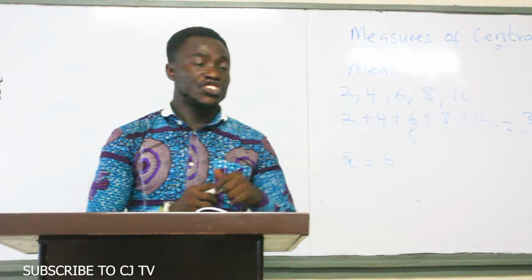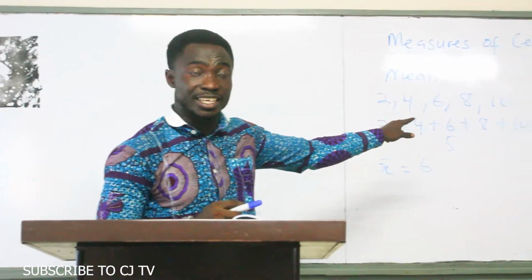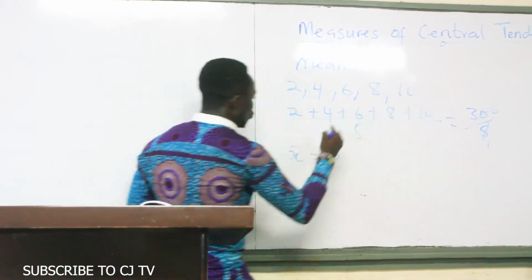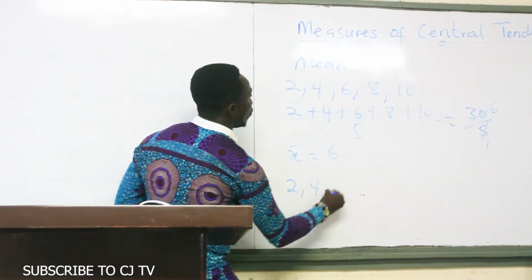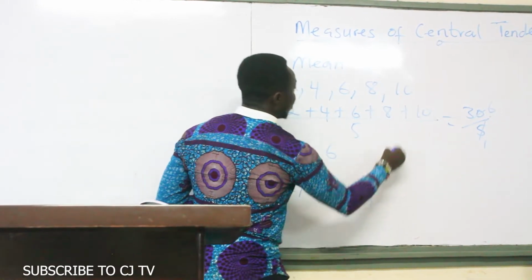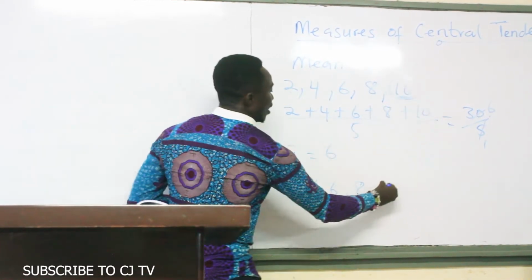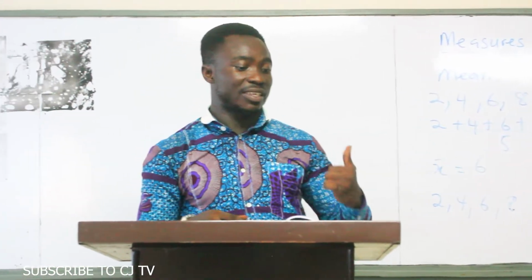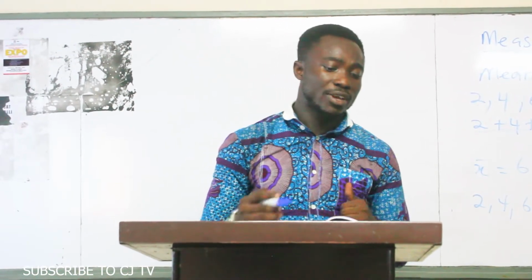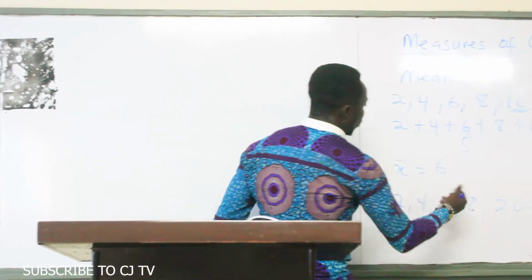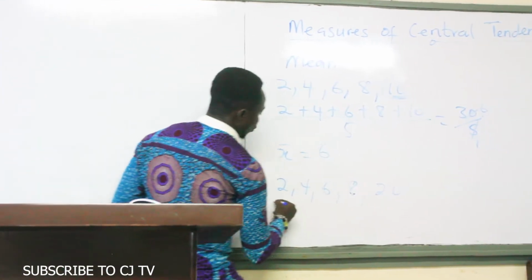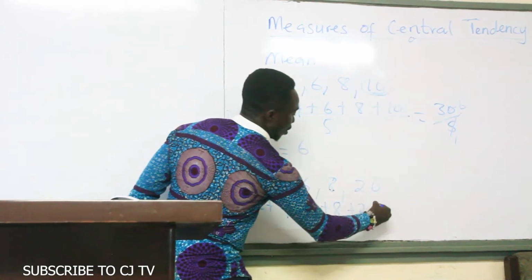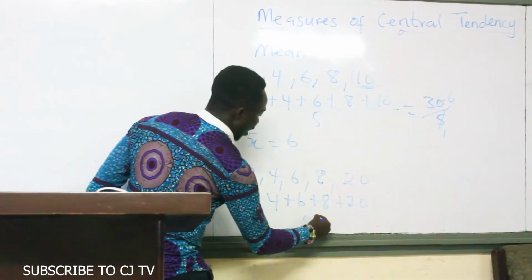Now, if I change the score 10 to 20, let's assume we have a new distribution: 2, 4, 6, 8. Now, this 10 is changed to 20. Let's look at the effect on the mean, because we are saying that the mean is very sensitive to extreme scores. Now, let's calculate the mean. We have 2 plus 4 plus 6 plus 8 plus 20, all out of what? 5.